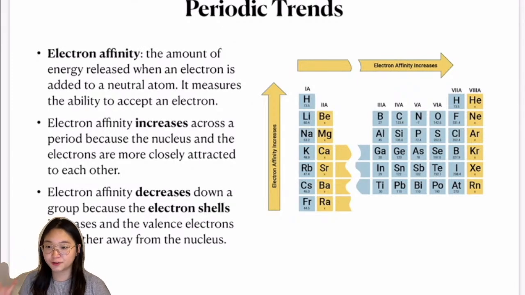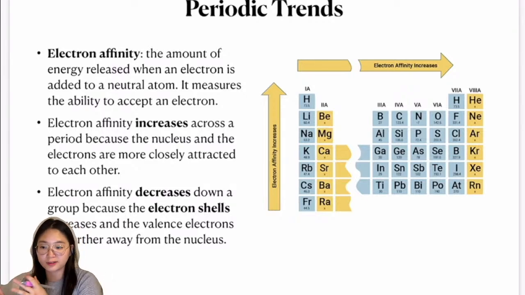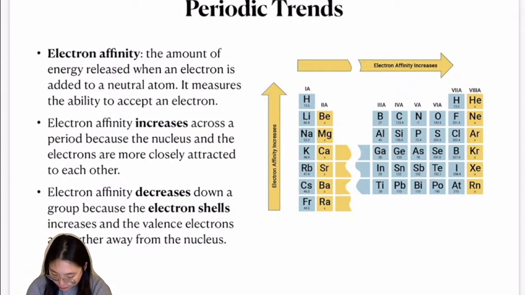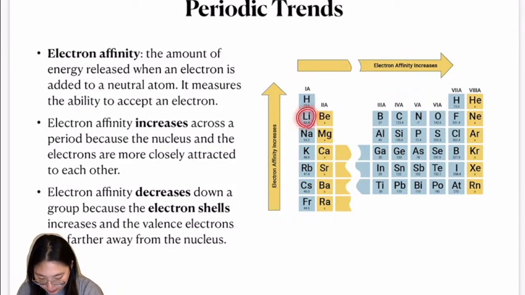Okay, so electron affinity also increases across a period. Think of it: when you go from left to right, it's getting more and more positive, right? So let's try to compare the lithium and the fluorine. Both of them are in the second row, or the second period. So the fluorine has more electrons compared to the lithium.